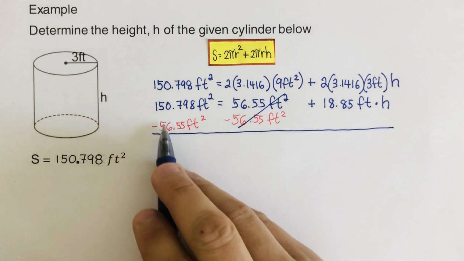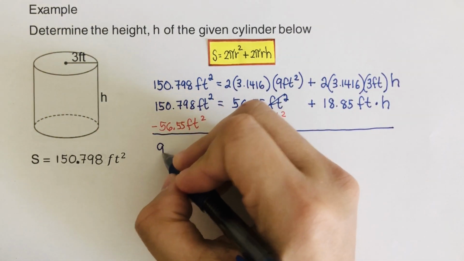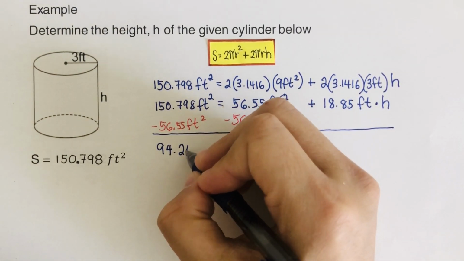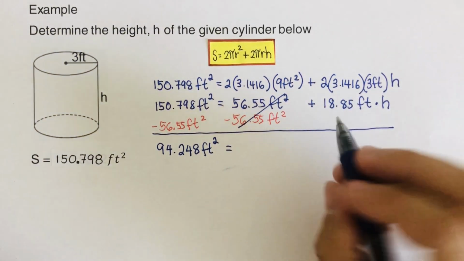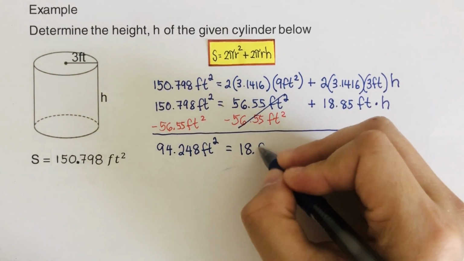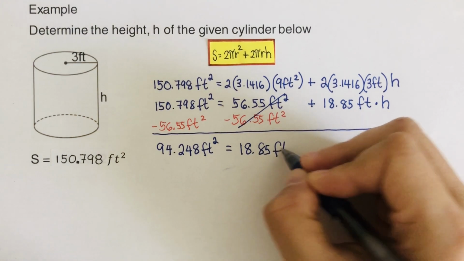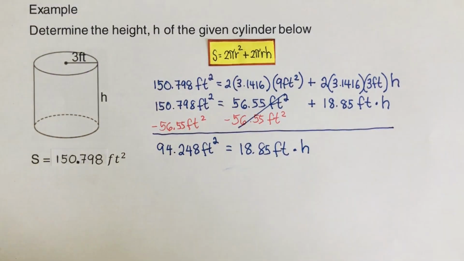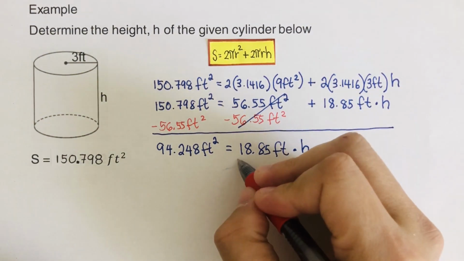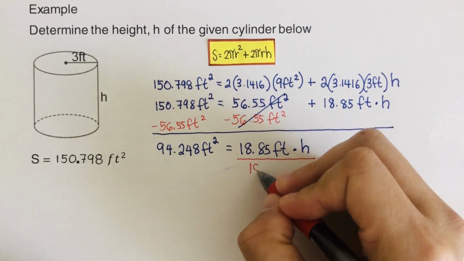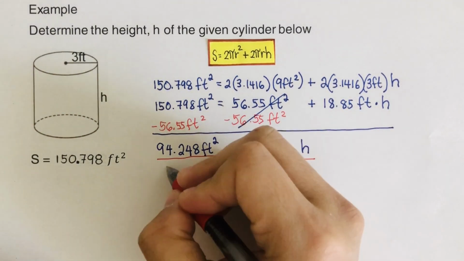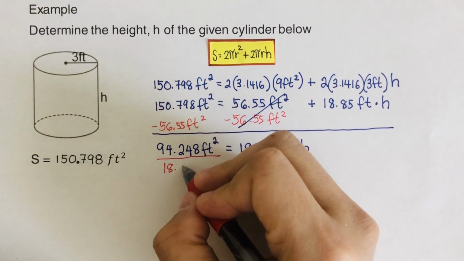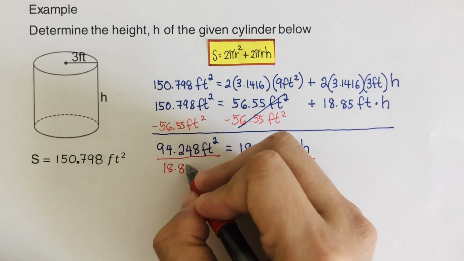So we subtract these two together. This is 94.248 feet squared, and that is equal to 18.85 feet times h. Height is the one that's missing. So what we are going to do right now is divide both sides by 18.85 feet.